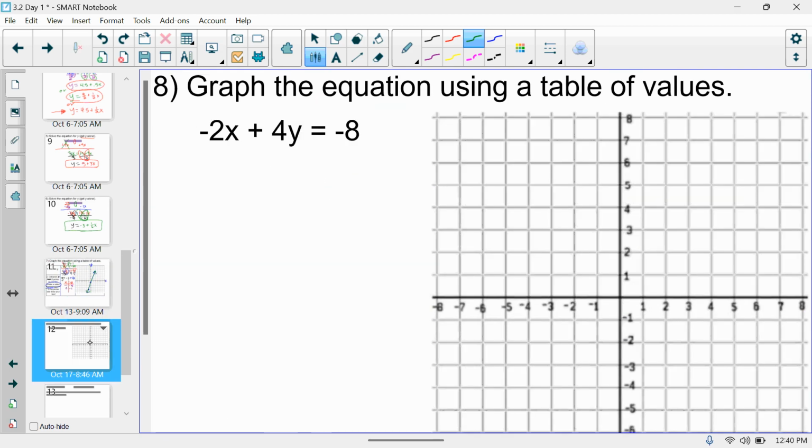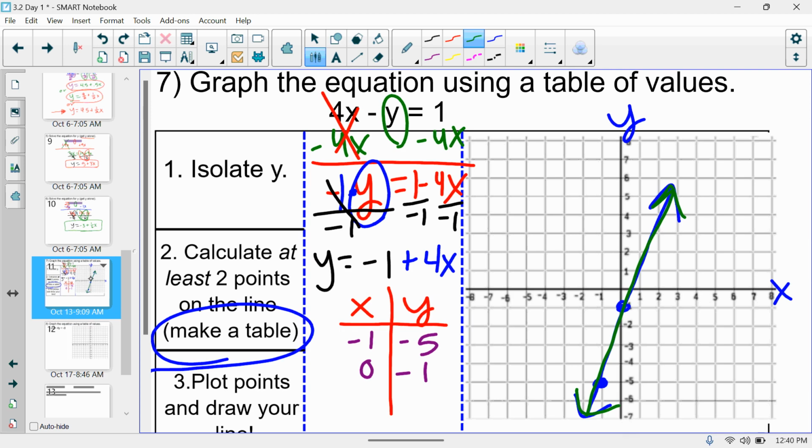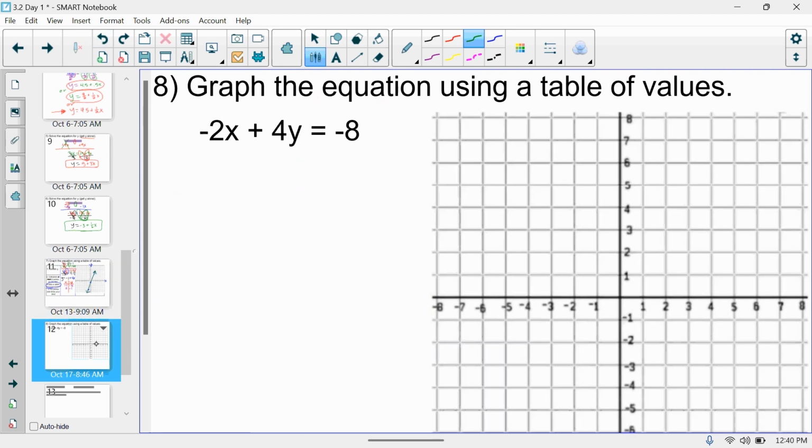Okay, we're going to do another one all the way through so that you get the hang of it. But look, it's going to be these same 3 steps every time. So we're going to keep looking back at that. If we have to graph an equation, step 1 is always going to be to get y alone, okay? So let's do it. How am I going to get y alone? What's the first thing I'm going to do here?